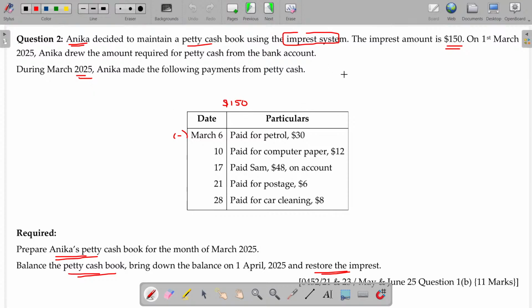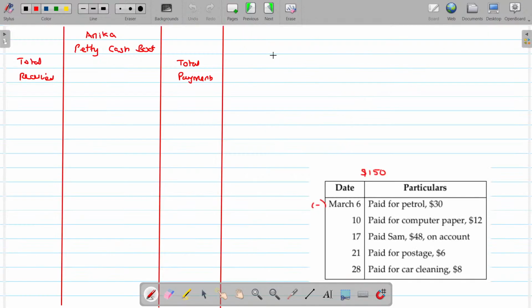Here, the initial balance on 1st March 2025 is 86. This detail is missing, so make a note of it. This is the imprest system, and this is the imprest value. So initially, how much do they have at the beginning of the month, on 1st March 2025?